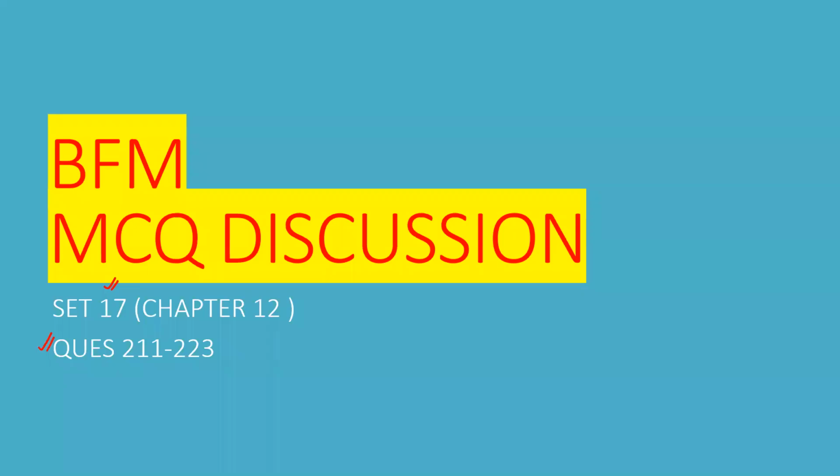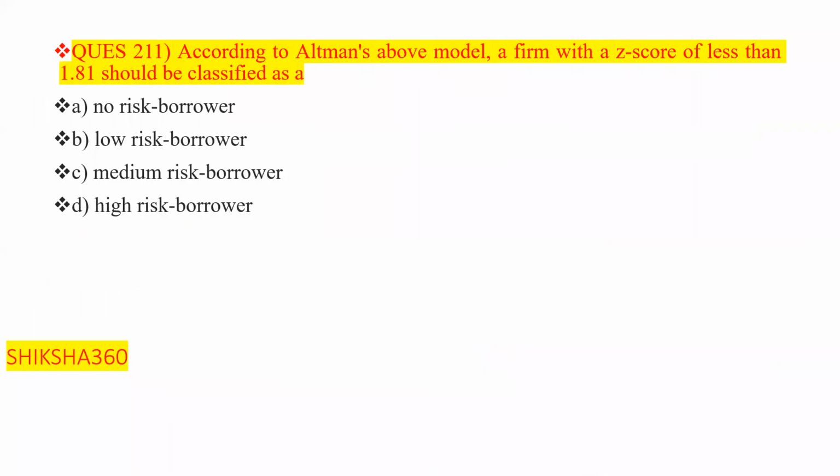So let's start our discussion. Question number 211 is on your screens now. According to the Altman model, a firm with a Z score of less than 1.81 should be classified as, on the Z parameter, we have to classify the borrower, whether it is high risk or low risk, on the basis of that.